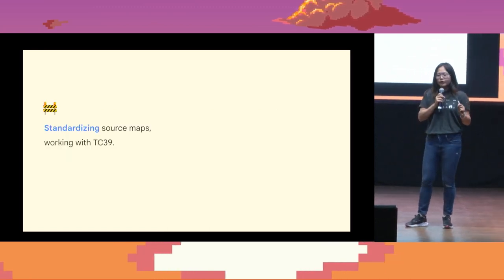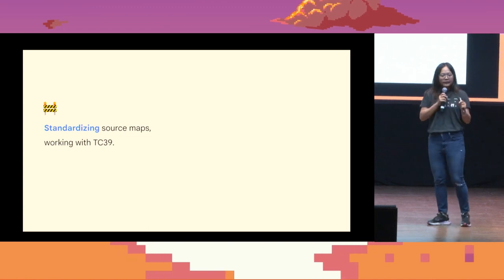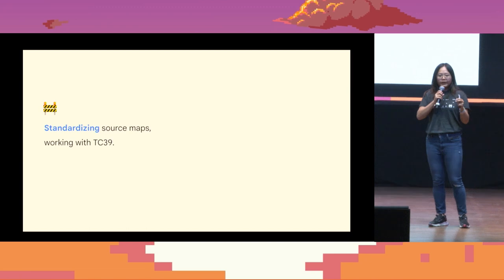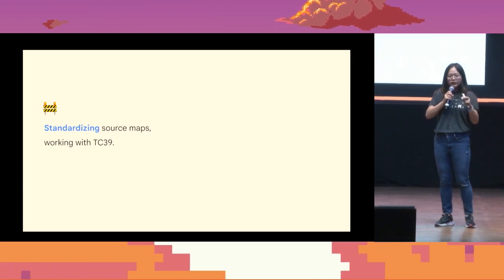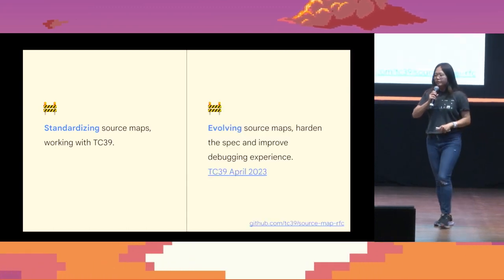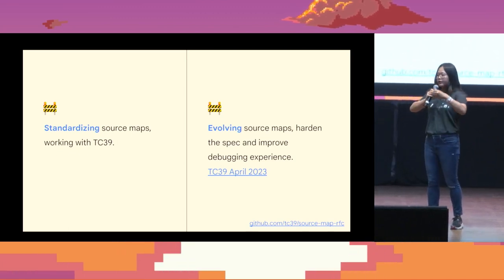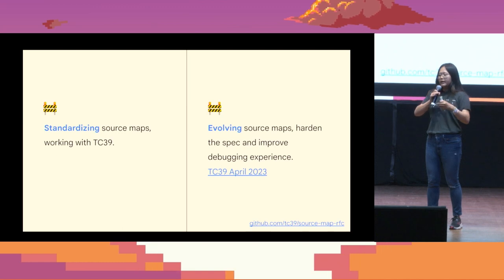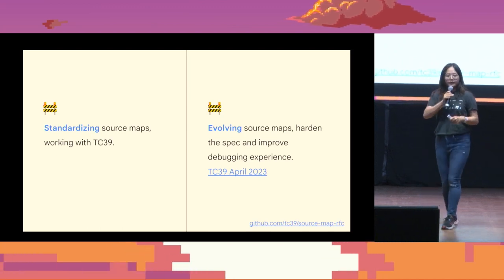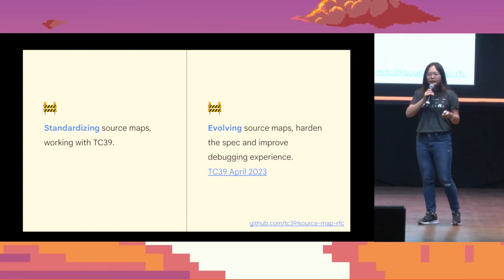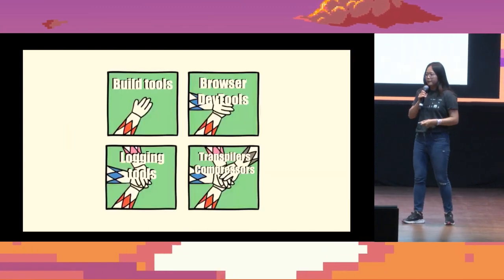So since last year, we have started to standardize the source map and make it an official standard. We are working with TC39 in order to spec this. The goal is to evolve the source map, harden the spec, and improve the debugging experience. If you want to follow the discussion, you can click on the link to follow it today.